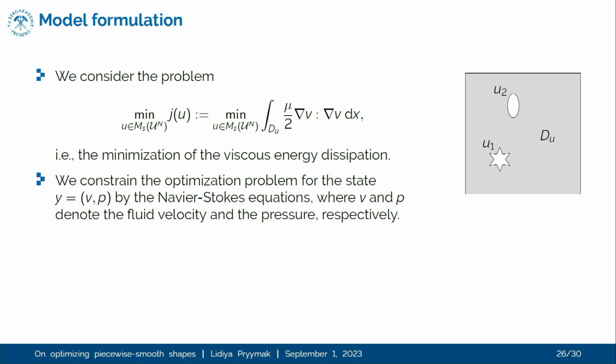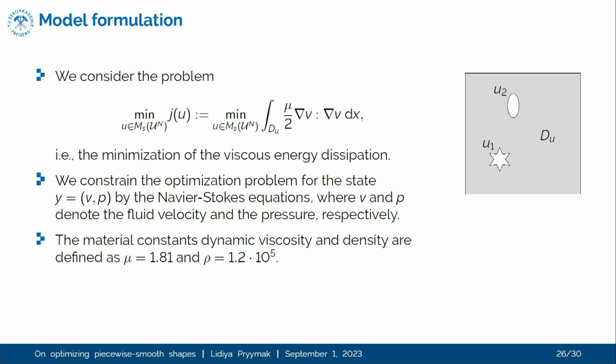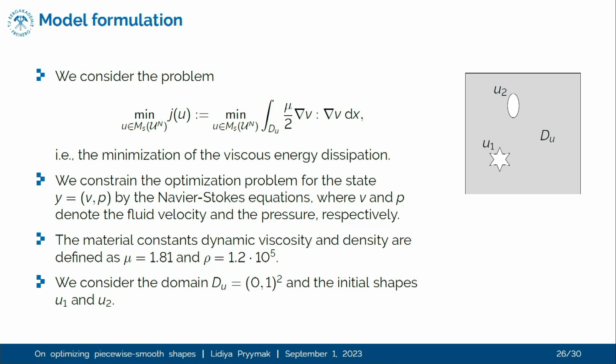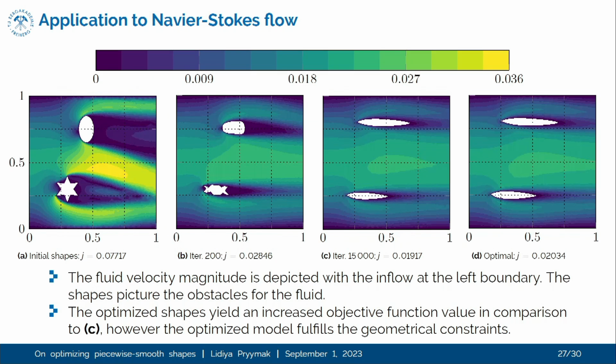So we want to look at a fluid mechanical problem. And then we set material constants mu and rho, viscosity and density, and the domain we consider is the unit square. That's something we often use, with our already often seen initial shapes U1 and U2, so our non-smooth shape and our smooth shape. Now on to some numerical results.